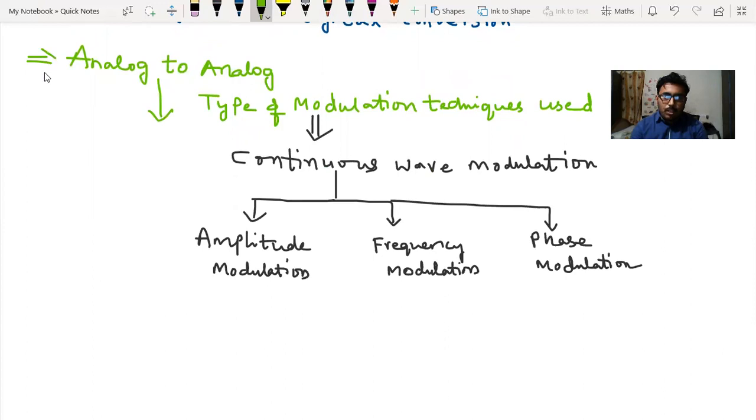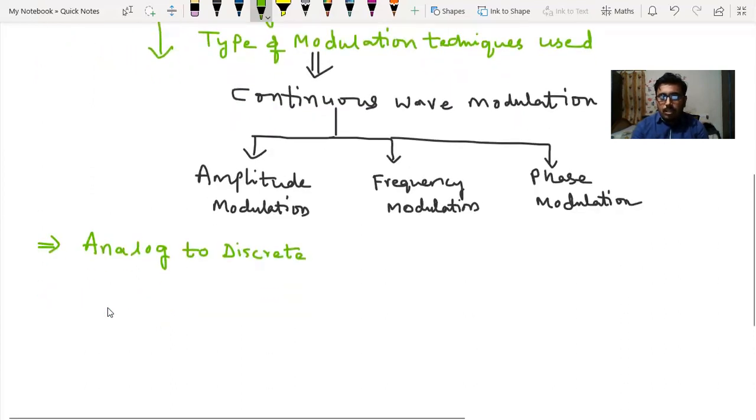Next, the type of modulations we are going to use for the second type of conversion, that is analog to discrete. When we use this term analog to discrete, in analog to analog the carrier signal is in a continuous form, and now in analog to discrete the carrier signal is in the form of a pulse.